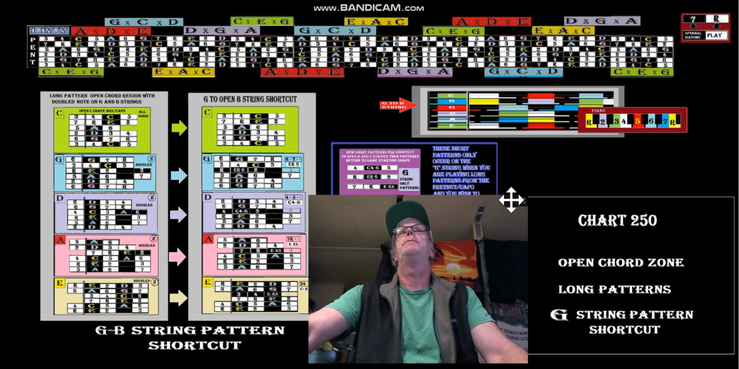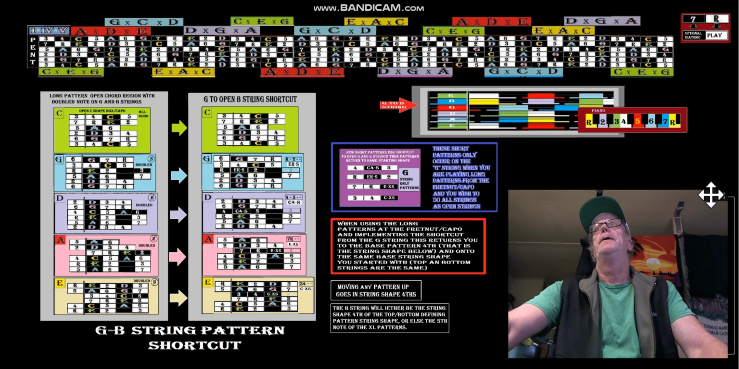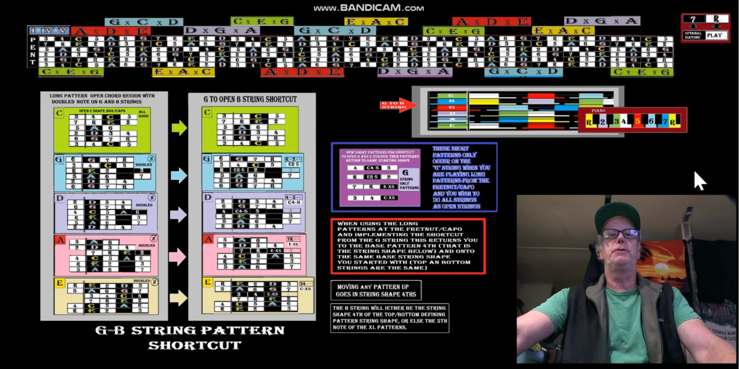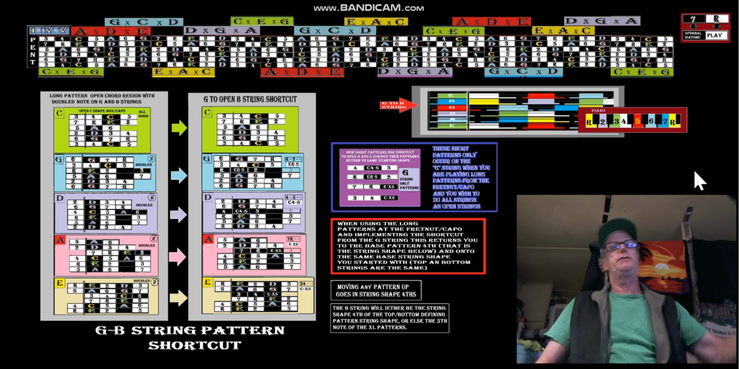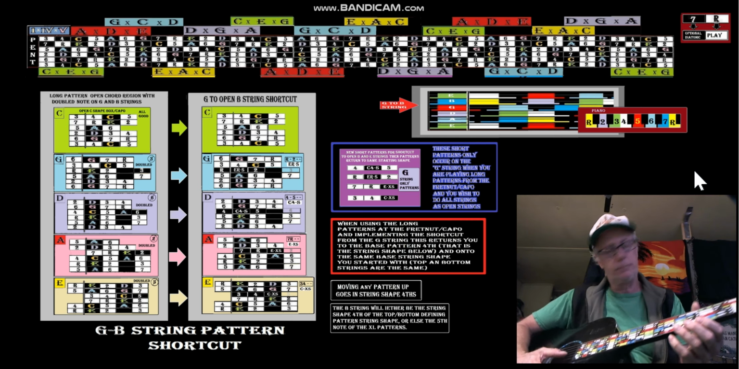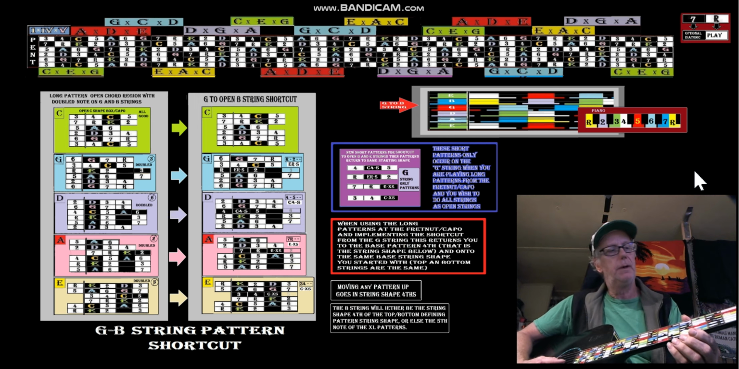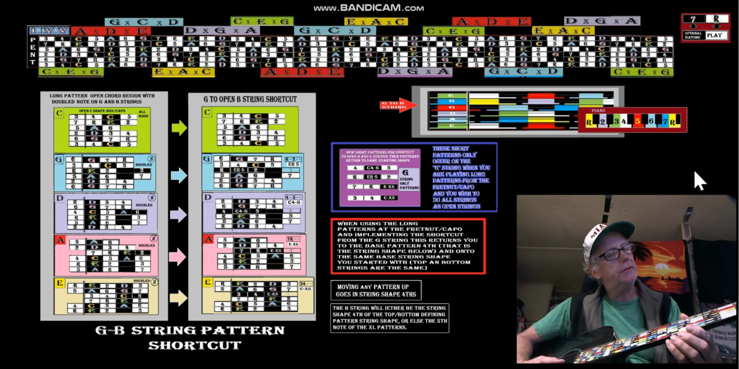So let's just look one more time at chart 250, open chord zone, long patterns, G string pattern shortcut. Now there's something interesting about the tuning warp between the G and the B string here. You notice here, this is a G and a B. With mine, it's an E flat and a G on top.